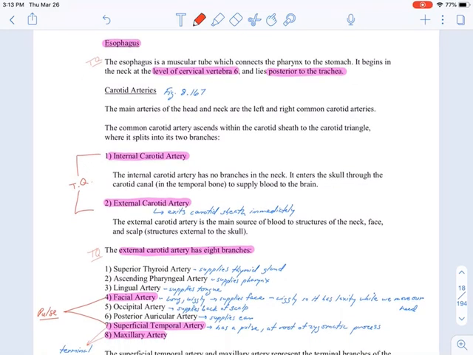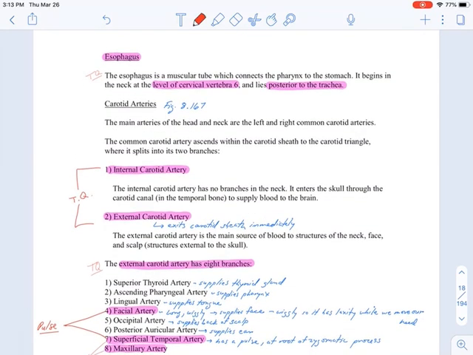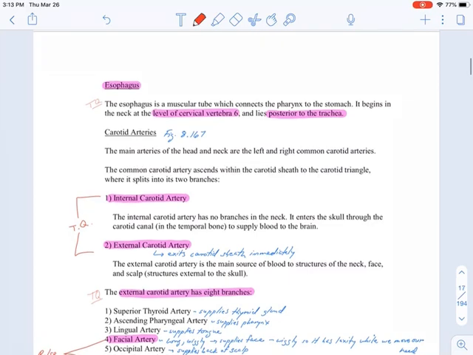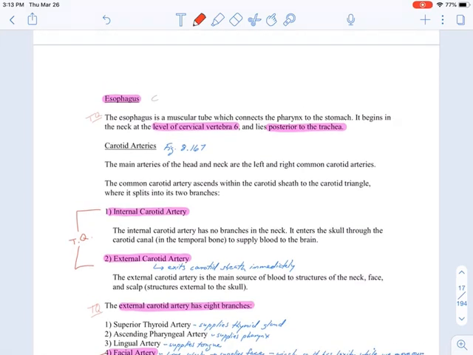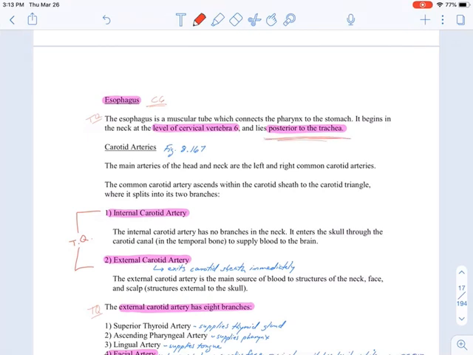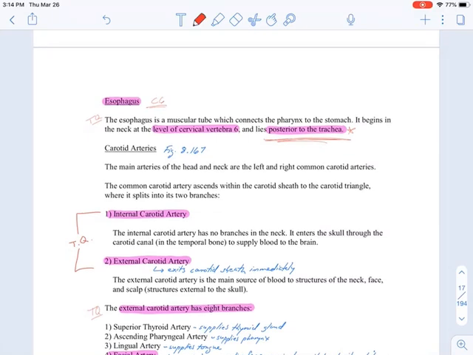Now we're going to move on to the esophagus. It's going to begin at the same level as the trachea, so C6. And it is posterior. This is one where, for whatever reason, people will assume that your esophagus lays anterior to the trachea, but it is posterior. So every once in a while, you'll see this come up on your exam. So just make sure you hammer home: the esophagus is posterior to the trachea.